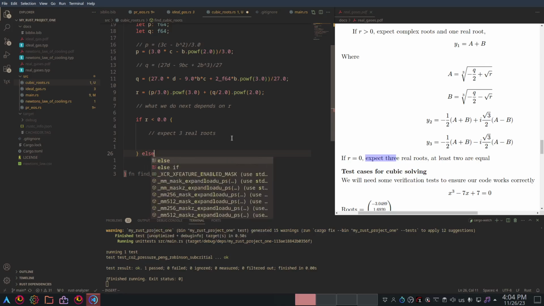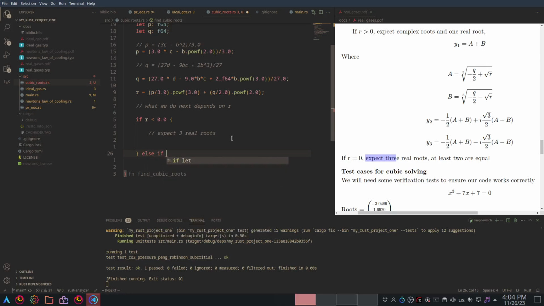So I'm going to do else if. That means I'm checking for the second condition. R equals 0. The way we check whether something is equal, you have to use 2 equal signs here, because the Rust compiler understands a single equal sign as meaning I want to assign a value, for example the value of R is equal to the value of all the terms over here.